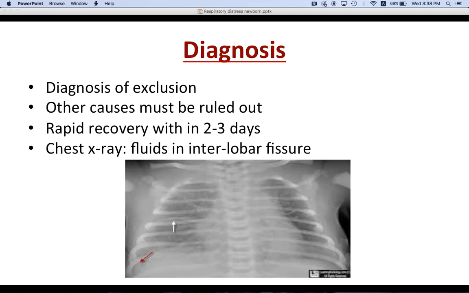This is a self-limiting condition, but it is a diagnosis of exclusion. The X-ray will typically show fluids in the interlobar fissure and there can be mild pleural effusion as well. Patients usually make a good recovery within 48 to 72 hours as the fluid gets resolved, but other causes need to be ruled out.